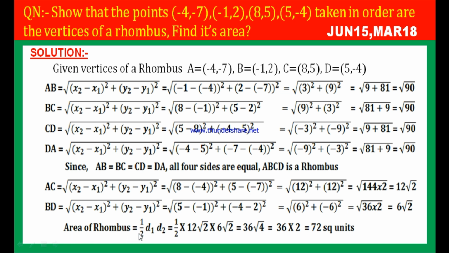Then area of the rhombus is half d1 d2. Half of d1 is 12 root 2 and d2 is 6 root 2. Here if you simplify, 2 into 12 is 6 times, therefore this is 6 root 2 into 6 root 2. 6 into 6 is 36, root over 2 into 2 is root over 4. This is 36 into root 4, square root of 4 is 2, 36 twos is 72 square units. This is the area of the rhombus.